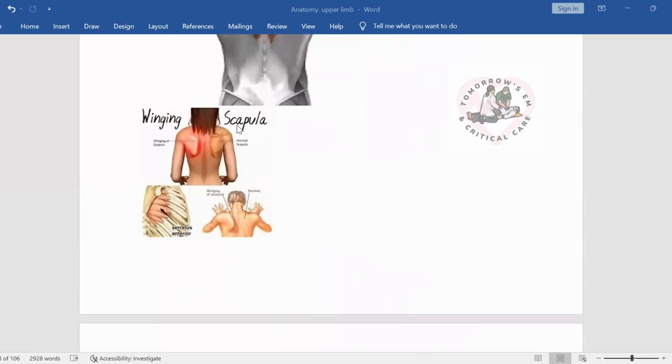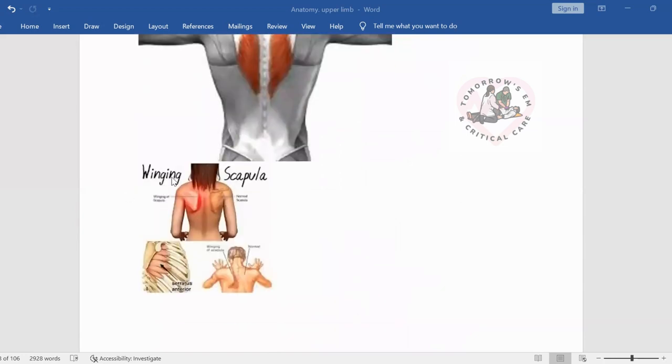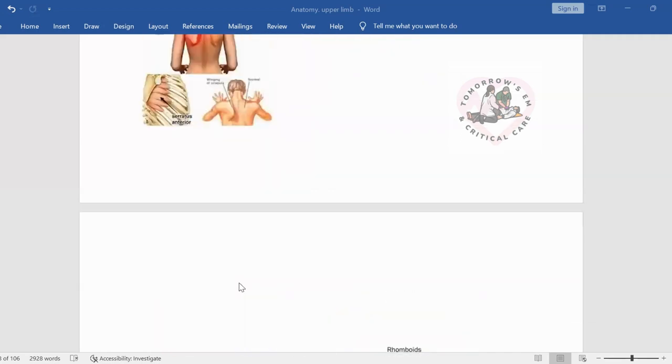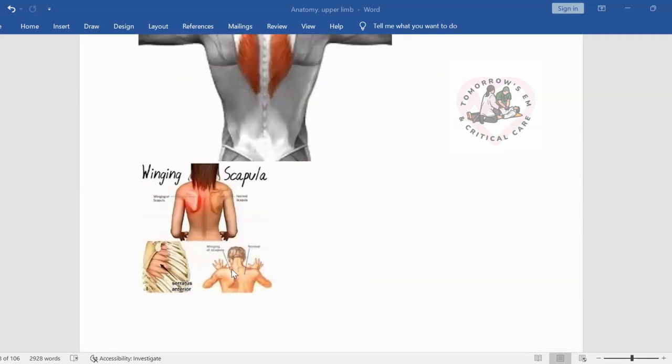Now, winging of the scapula: there are two types. Number one is medial winging, and another one is lateral winging. Medial winging is caused by a lesion of the nerve to serratus anterior, the long thoracic nerve. Lateral winging is caused by a lesion of the nerve to trapezius, the accessory nerve, or the dorsal scapular nerve. Clear.